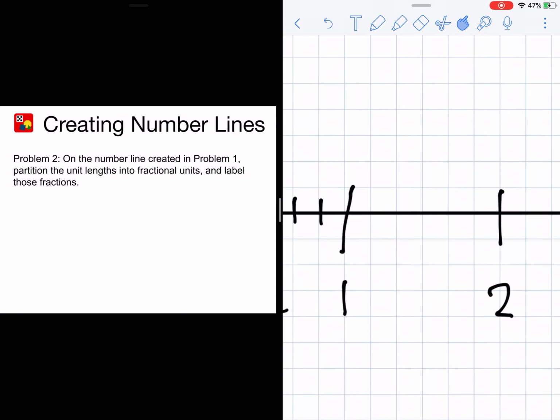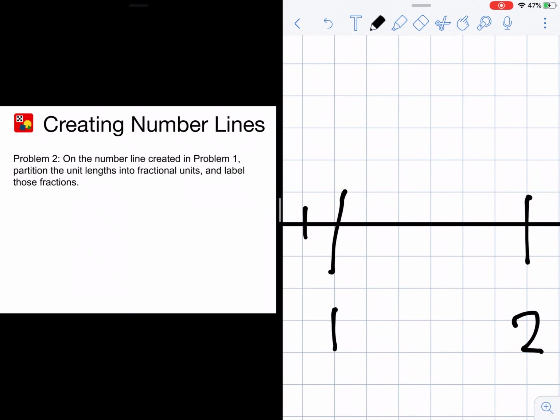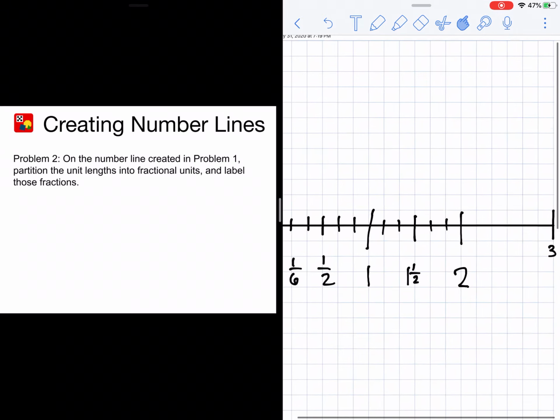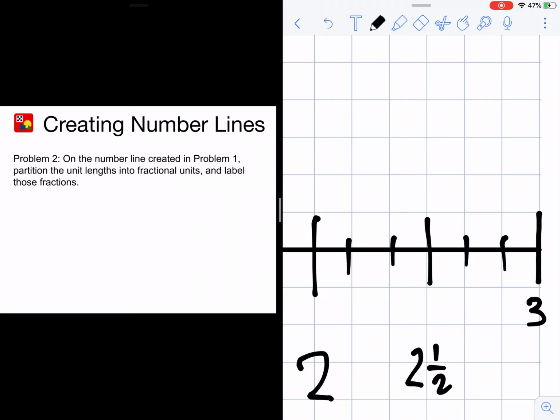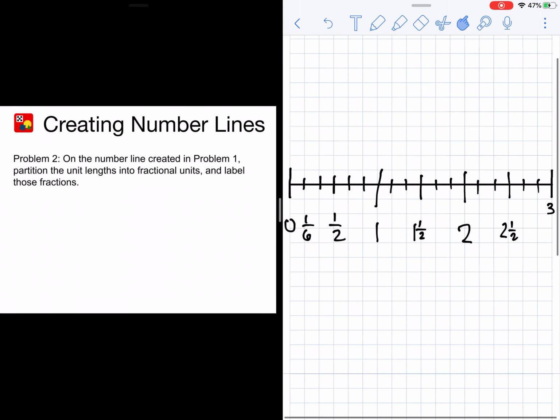So I'm going to zoom in. This longer line is 1 1/2. And then we can partition this up into 6. And then I'll zoom in over here. I'll find my halfway point. This is 2 1/2. And then partition this into 6. Okay? So that's all we wanted you to do.